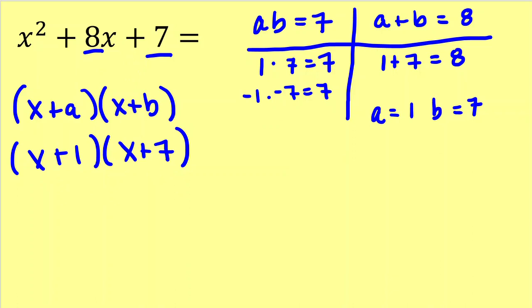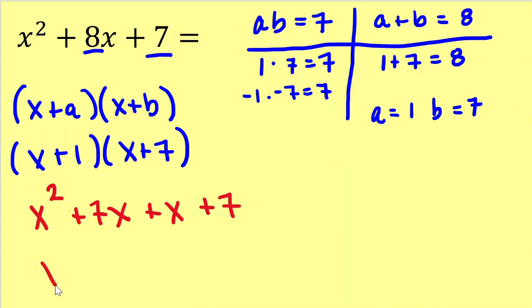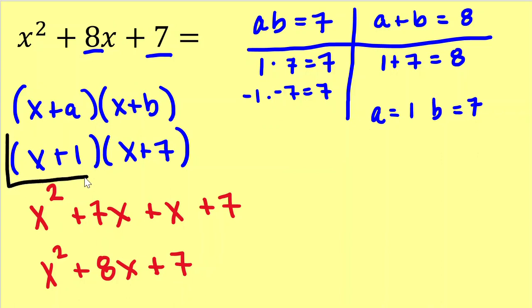Now let's go ahead and just double check our work just to make sure it's correct. What we're going to do is we're going to expand this product, so we have x times x, which is x squared, x times 7, well that's just going to be 7x. We have 1 times x, which is just going to be x, and we have 1 times 7, which is 7. And if we combine like terms, we have x squared plus 8x plus 7, which is exactly what we have here. So we can say with confidence that this right here is going to be the correct factorization of this quadratic.